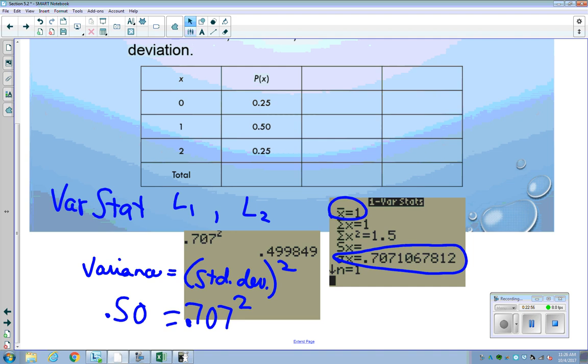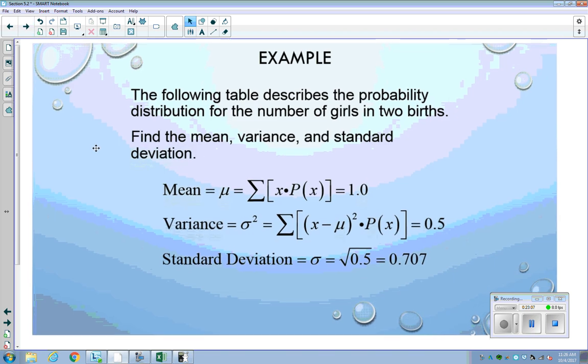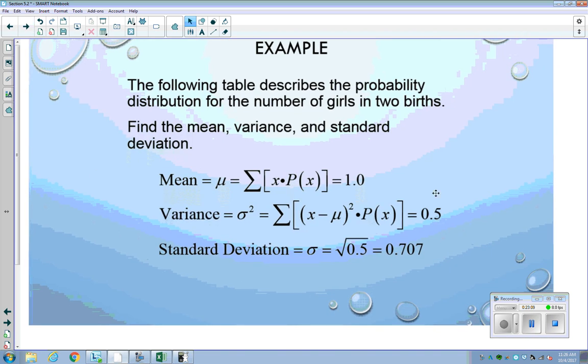So it's still a lot better than doing those whole entire formulas, right? Everybody cool on that? Okay, so here's where they did it all out using the formulas, and they got the exact same thing that we got on our calculator.